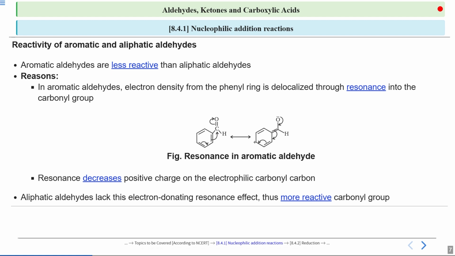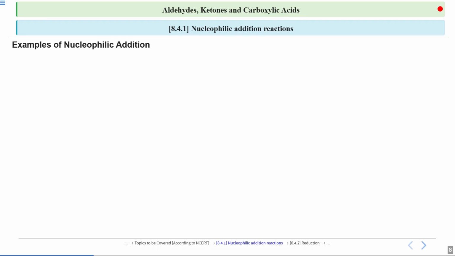Now let's move to the next part. Now we will see the examples of nucleophilic reactions. First is the addition of hydrogen cyanide. So one by one we will discuss all of these nucleophilic addition reactions.